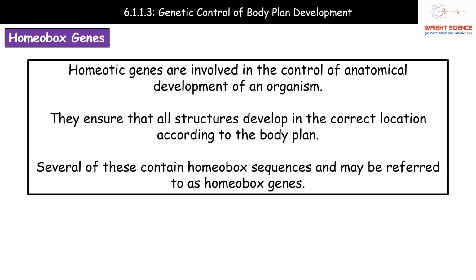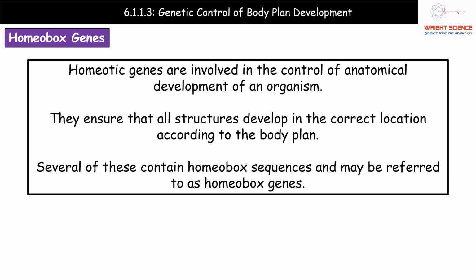The first thing then is we need to understand a little bit about these things called homeotic genes. Now, when we're talking about the homeotic genes, these are the ones that are involved in the control of the anatomical development of an organism. So basically what that means is that they're going to be making sure that all of the structures that make up the body of this organism will be in the correct location according to its body plan.